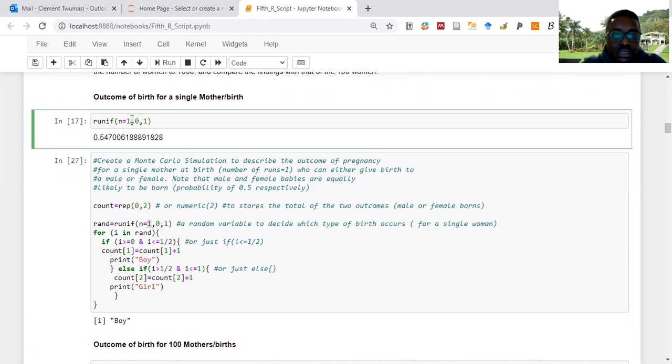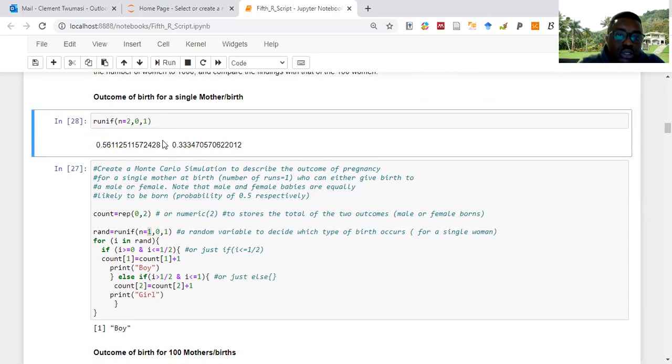If I had considered n equals 2, see what happens. n equals 2 will give me two different probabilities, where the first one is for the first woman and this one is for the second woman. So the number of times you increase n will determine how many women or cases you are considering. Okay, so don't forget that.